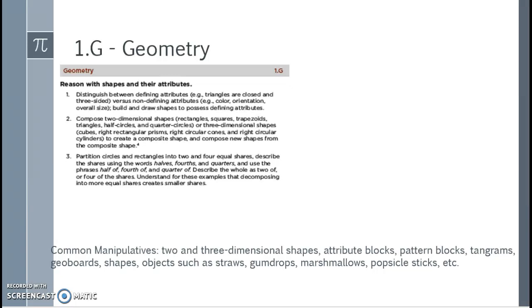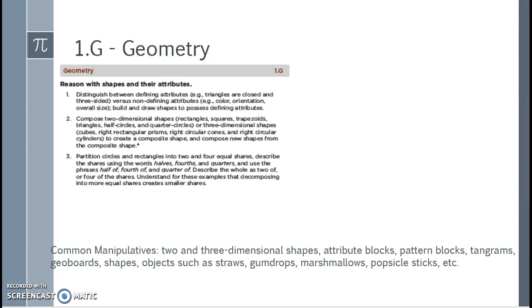Moving on to geometry for first grade, there's just one main cluster here: reason with shapes and their attributes. So we need to distinguish between defining attributes versus non-defining attributes, build and draw shapes to possess those defining attributes, and compose two-dimensional or three-dimensional shapes to create a composite shape and compose new shapes from the composite shape.